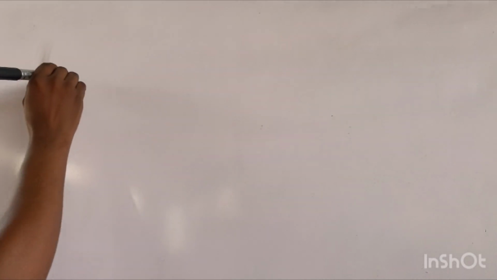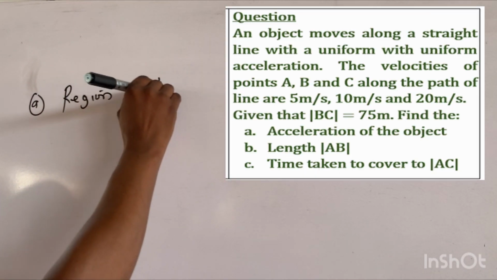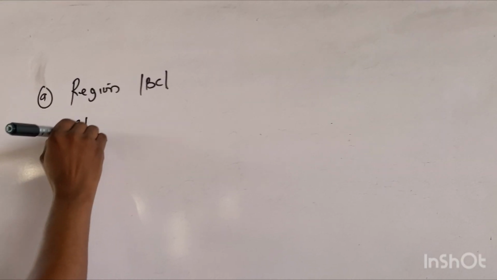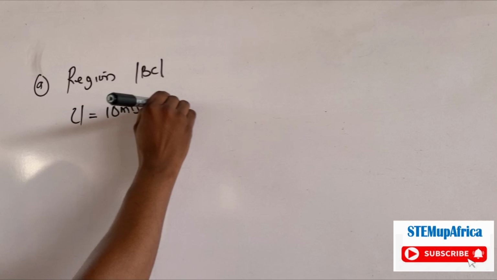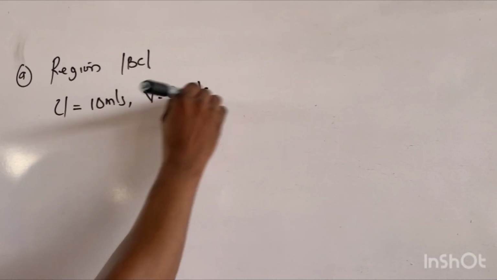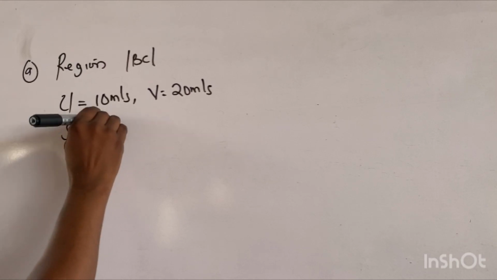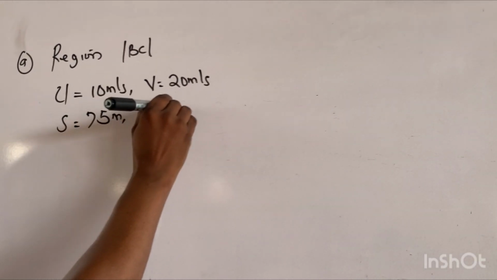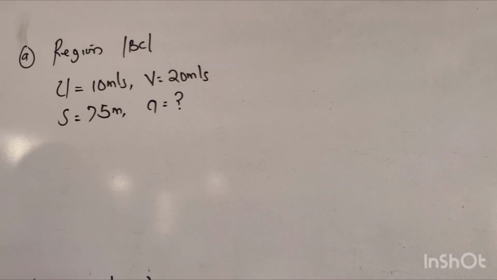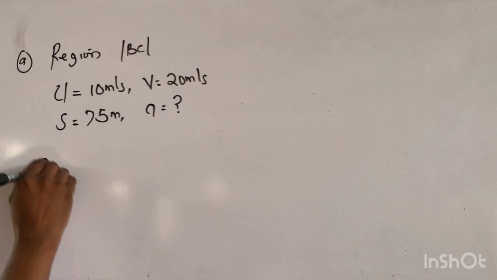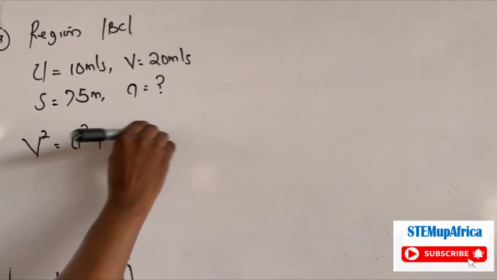So in region BC, my initial velocity there is 10 meters per second. The final velocity is 20 meters per second. The distance x between B and C is 75 meters. And the acceleration, I don't know. If you look at this data, it satisfies the third equation of motion, which says that v squared equals u squared plus 2ax.